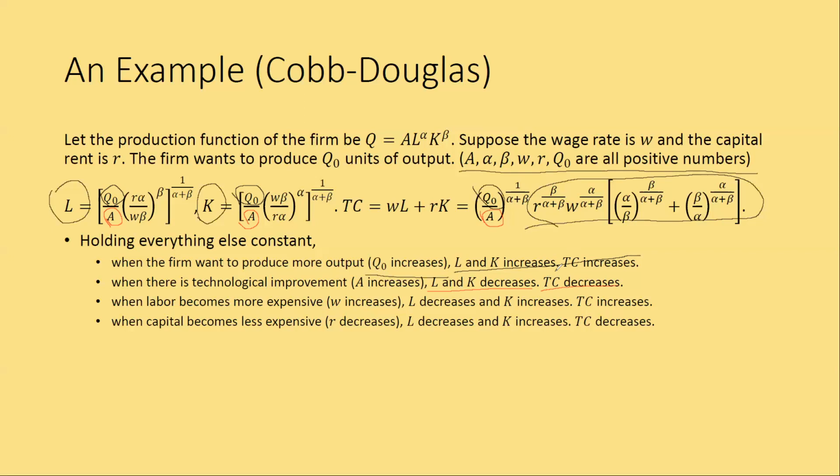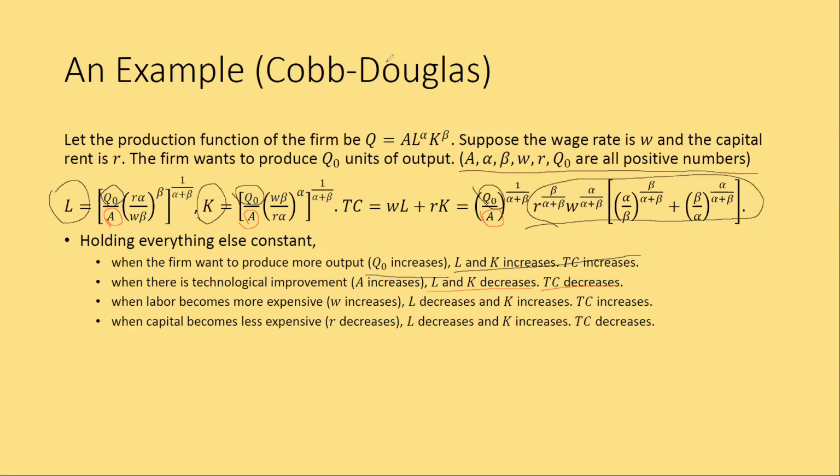So when the firm wants to produce more, probably they have to employ more labor and more capital and incur more cost. When the technology becomes better, the firm can employ less labor and less capital to produce the same amount of output, and also the firm would incur a lower total cost.